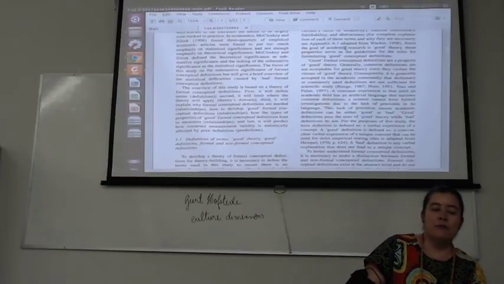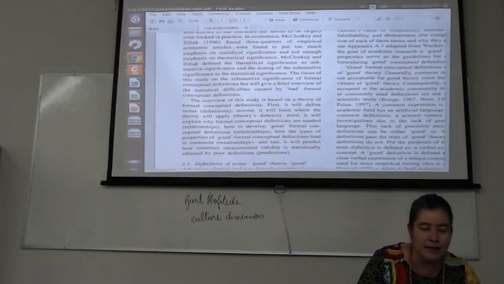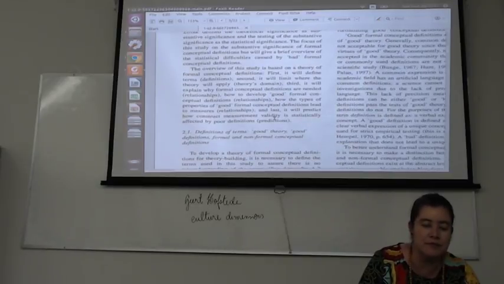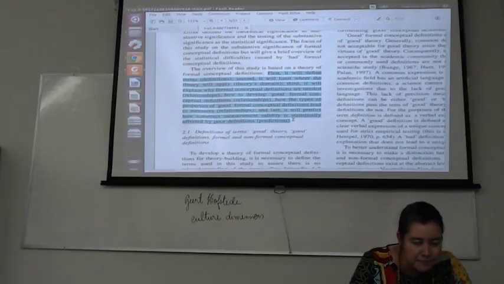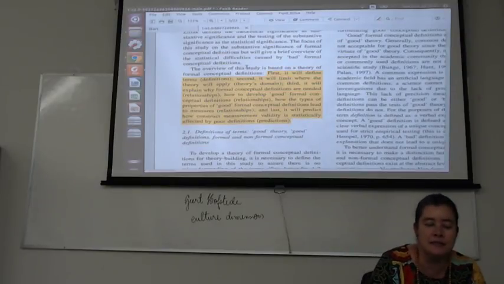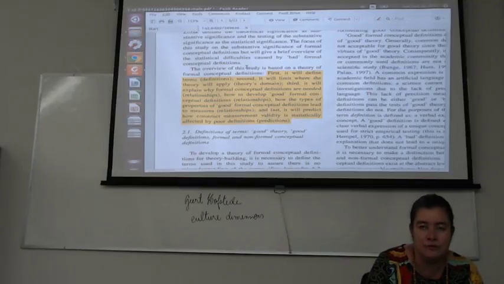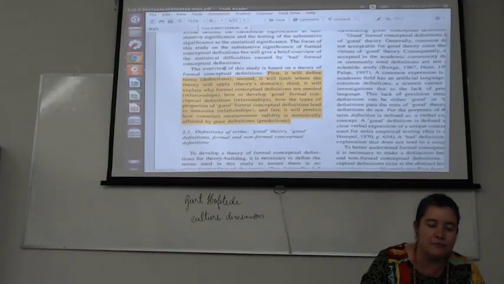So, formally, the author says that there are steps to build a good theory. Let me underline that. First, we define the terms that we are going to use. Just like in a math book: a point is this, a line is that, a segment of line is that. You first define the things that you are going to use.